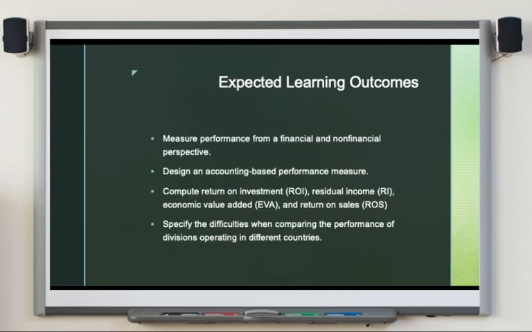Okay, the expected learning outcomes are the following: measure performance from a financial and non-financial perspective, design an accounting-based performance measure, compute return on investment or ROI, residual income or RI, economic value added or EVA, and return on sales or ROS. Specify the difficulties when comparing the performance of divisions operating in different countries.